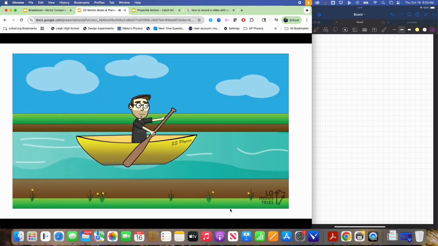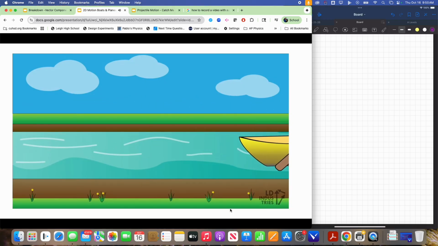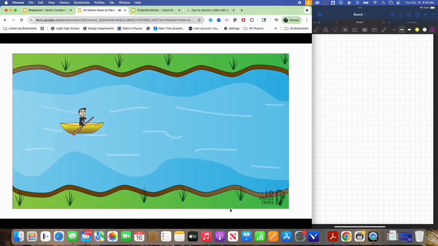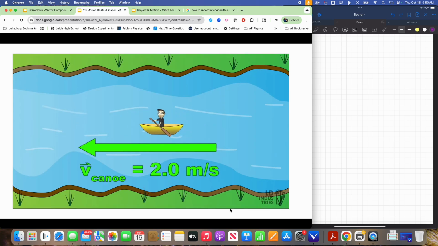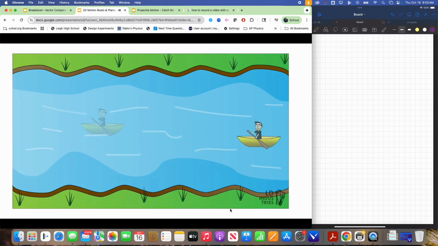It's a beautiful day, so let's take a break from physics and go for a paddle in the river. Here's a view of the river from above. And let's say we can paddle at 2 meters per second in any direction we like. But to make things interesting, let's have that river start moving with a current of 1 meter per second to the west.